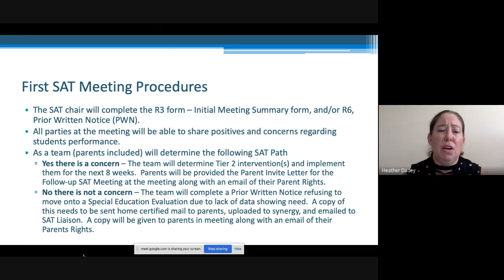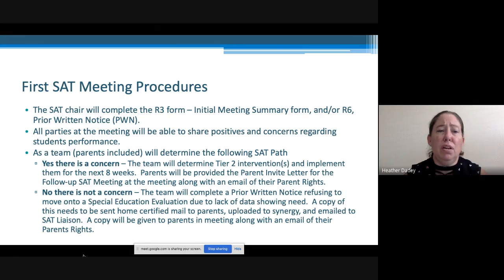Now, if there is not a concern, the team will conduct a prior written notice refusing to move on to a special ed evaluation due to lack of data showing a need. A copy of this needs to be sent home certified mail to parents, uploaded to Synergy, and emailed to a SAT liaison. A copy will be given to parents in the meeting along with the email of their parent rights.